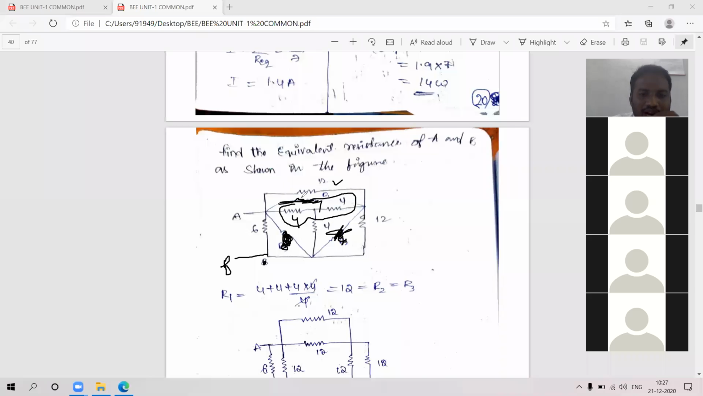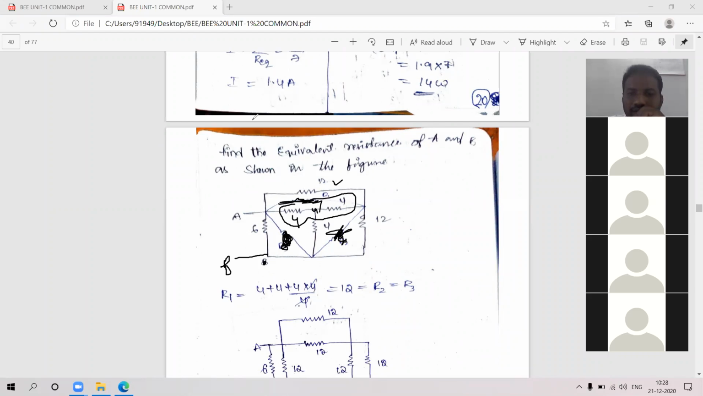May be it is a parallel. Can you say that this branch and this branch are parallel? But we cannot do product by sum because one more resistor is connected in between here. So what you have to do is go with star to delta or delta to star conversion.